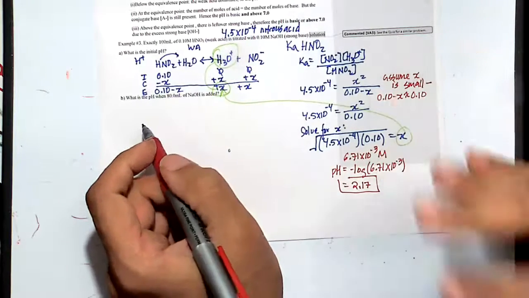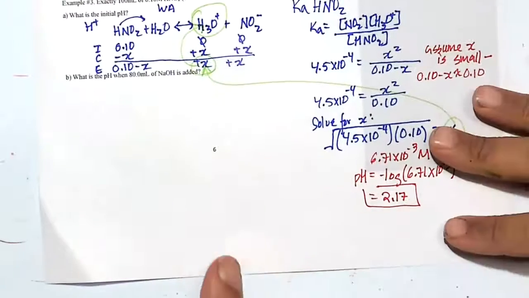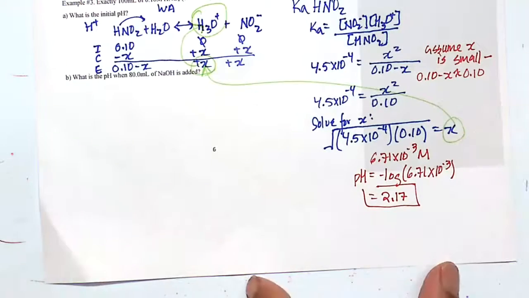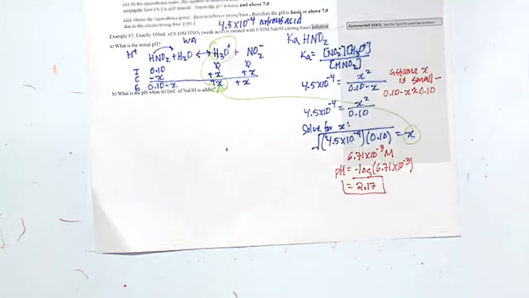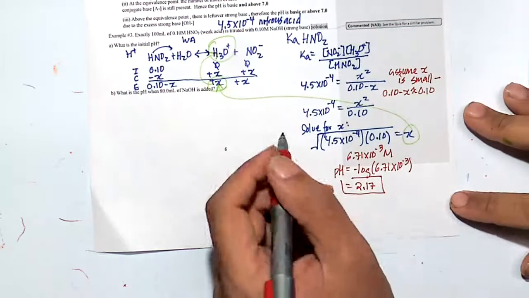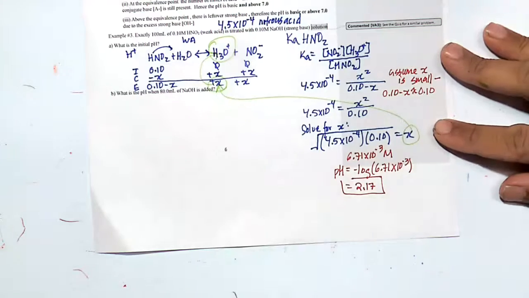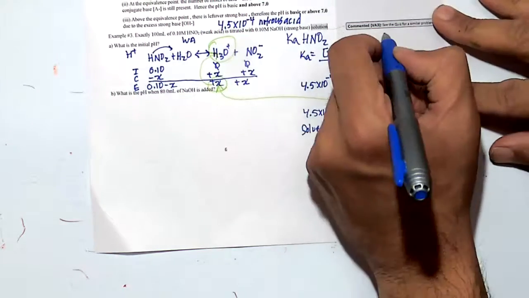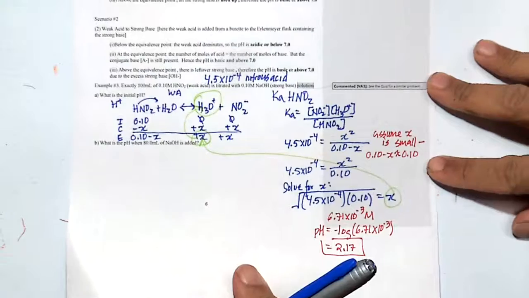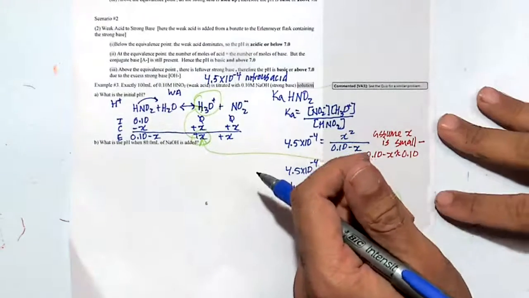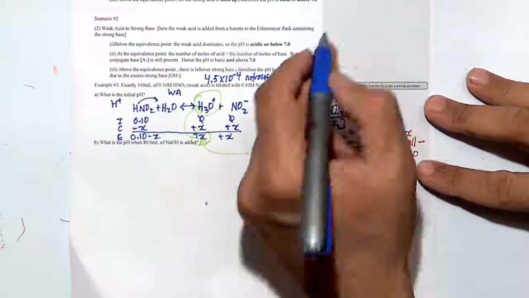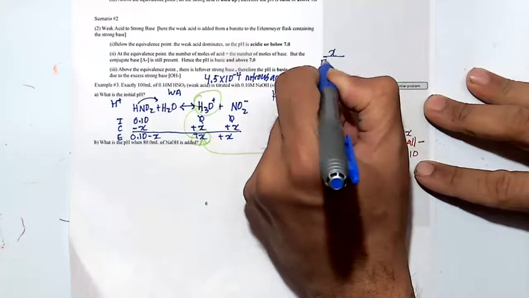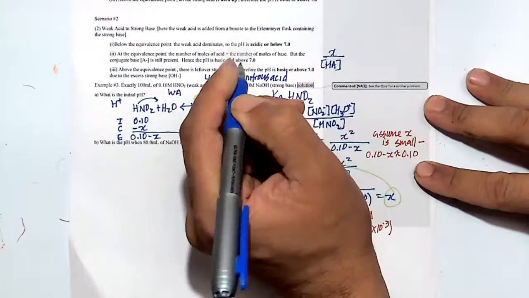Part B is when things get interesting. Sorry? When you assume X, do we have to go back and check it? We can go and check it. It's always very safe to do that. So yeah, let's test our assumption. The formula here is, and remember, Adriana, our cutoff is 5%. So our X divided by the concentration of our acid.